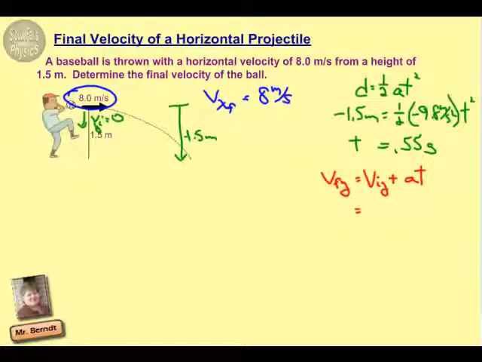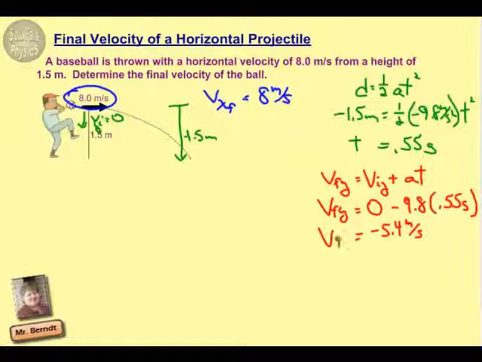Well, we already know our initial velocity in the y is 0. We also know that the acceleration acting on it is minus 9.8. And we know the time, because the time is the thing that's the same in both the x and the y, is 0.55 seconds. At this point, it's just an algebra problem. When we solve for this, we get minus 5.4 meters per second.